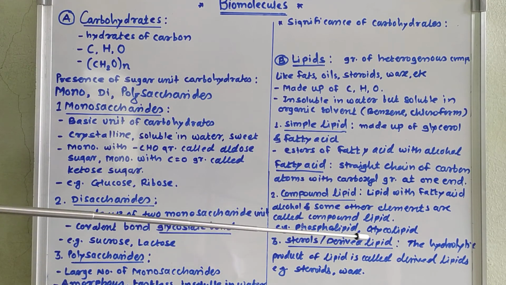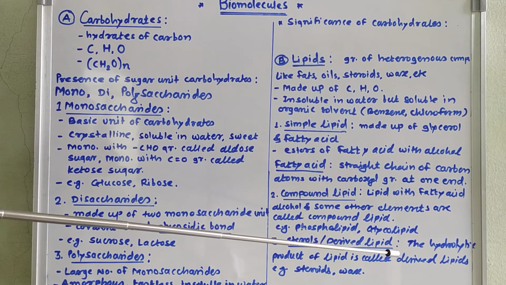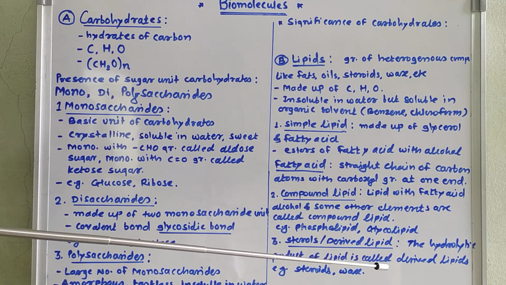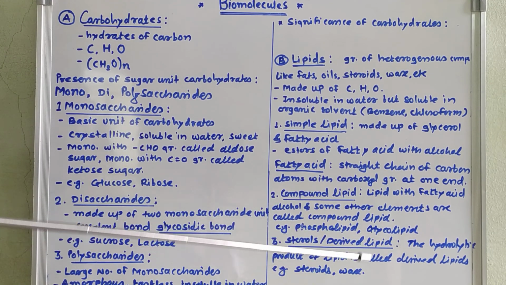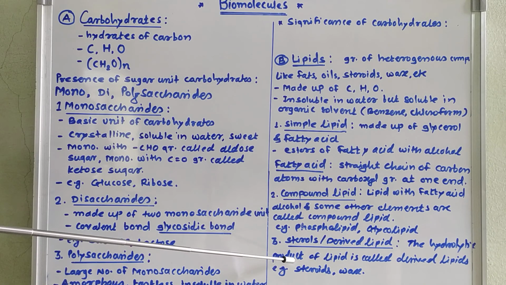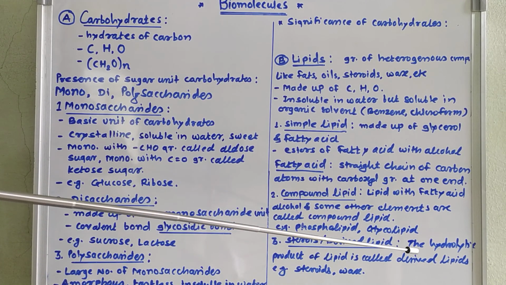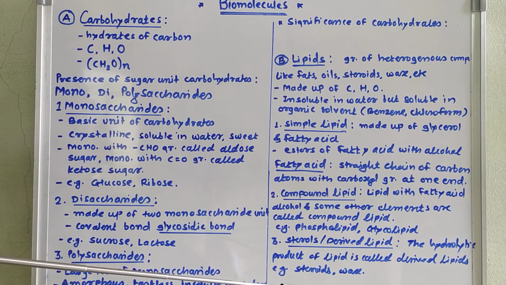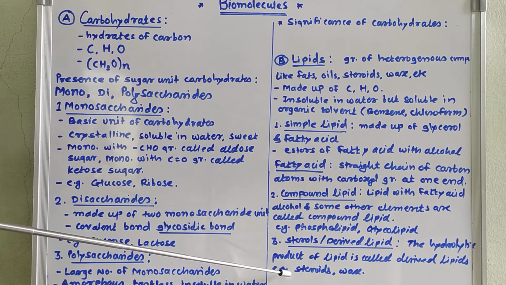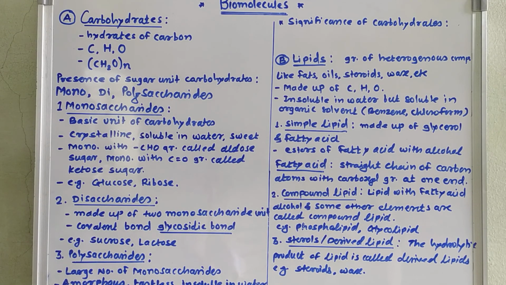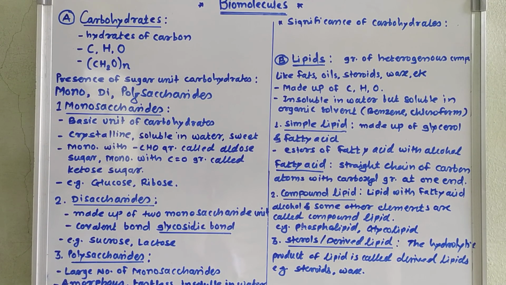And the third classification is steroid or derived lipid. The hydrolytic products of lipid are called derived lipids. For example, steroid and wax. Okay, in the next lecture we will discuss the next biomolecule, that is protein.